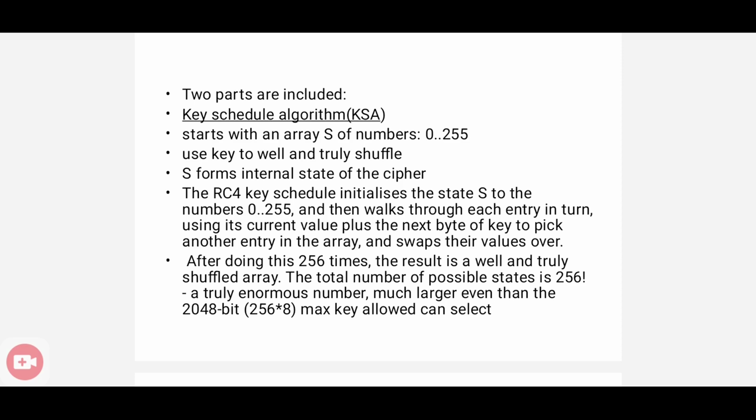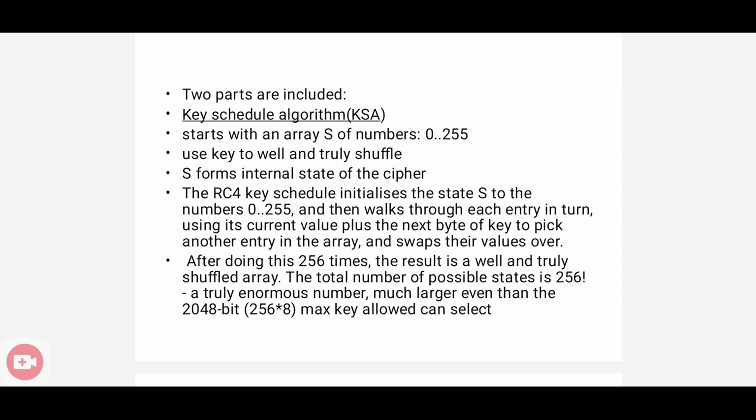Key stream, not the generation of key. The key is actually the secret key, and from that secret key what we are generating is the key stream. For the generation of the key stream we are using the algorithm RC4. It has two parts: one is a key scheduling algorithm and another one is a pseudo random number generator algorithm.